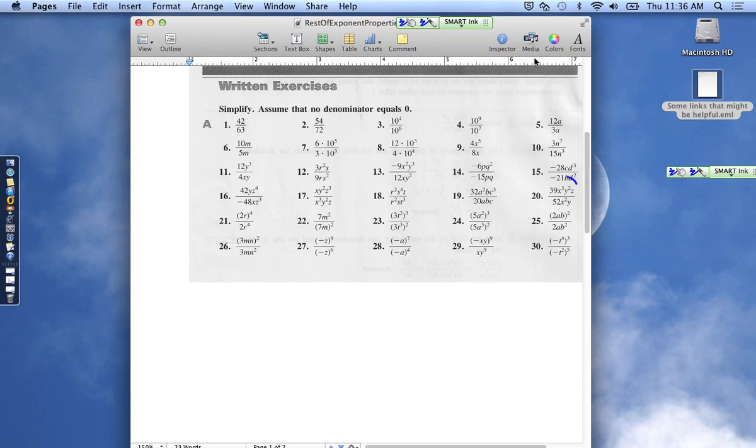Let's look at number 20 together. 39 and 52 share no factors, so we'll leave those as they are. I have x cubed on top and x squared on the bottom, so 3 x's on top and 2 x's on the bottom. I have a pair of y's on top, 1 y on the bottom, and 1 z on top. So just think of this simply as removing factors that can cancel each other out or divide out to leave behind a positive 1.